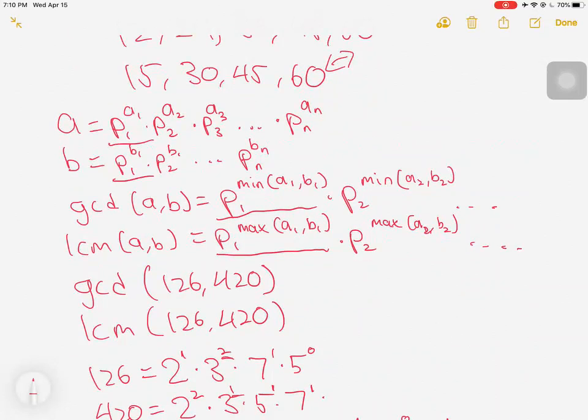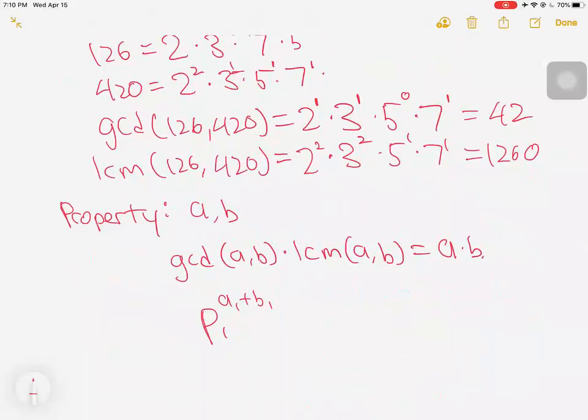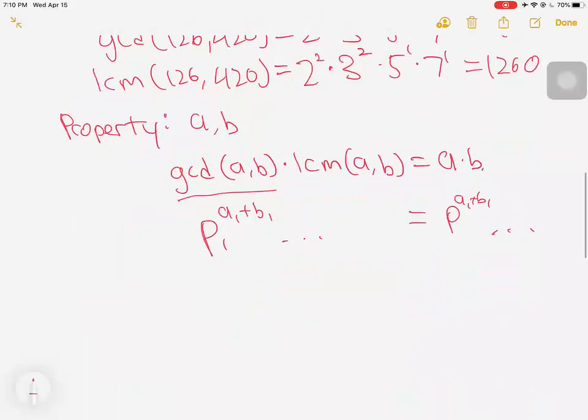So if we do that for every prime, so for P2, one of these exponents is A2 and one of these is B2. And similarly, when we multiply A and B, we're going to get the same thing. So for every prime, we're going to end up with the same thing on both sides. So that shows that these two are equal.